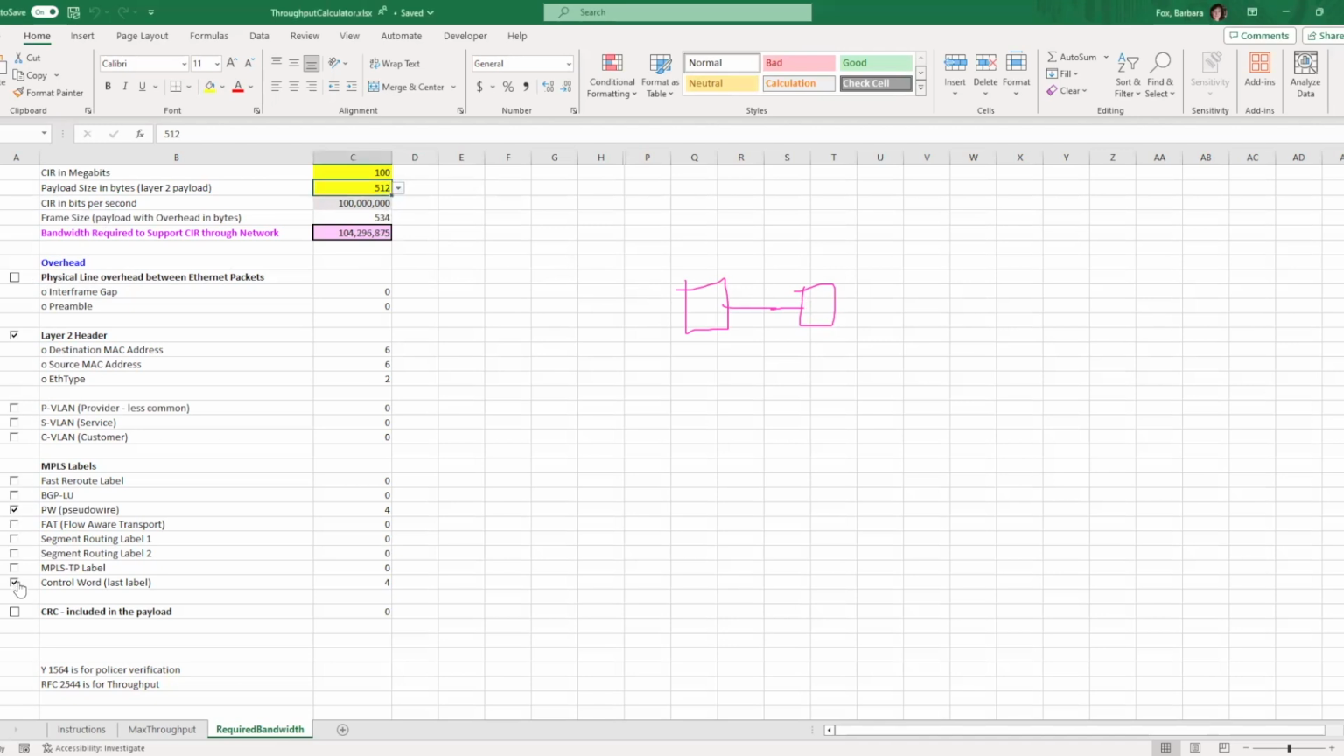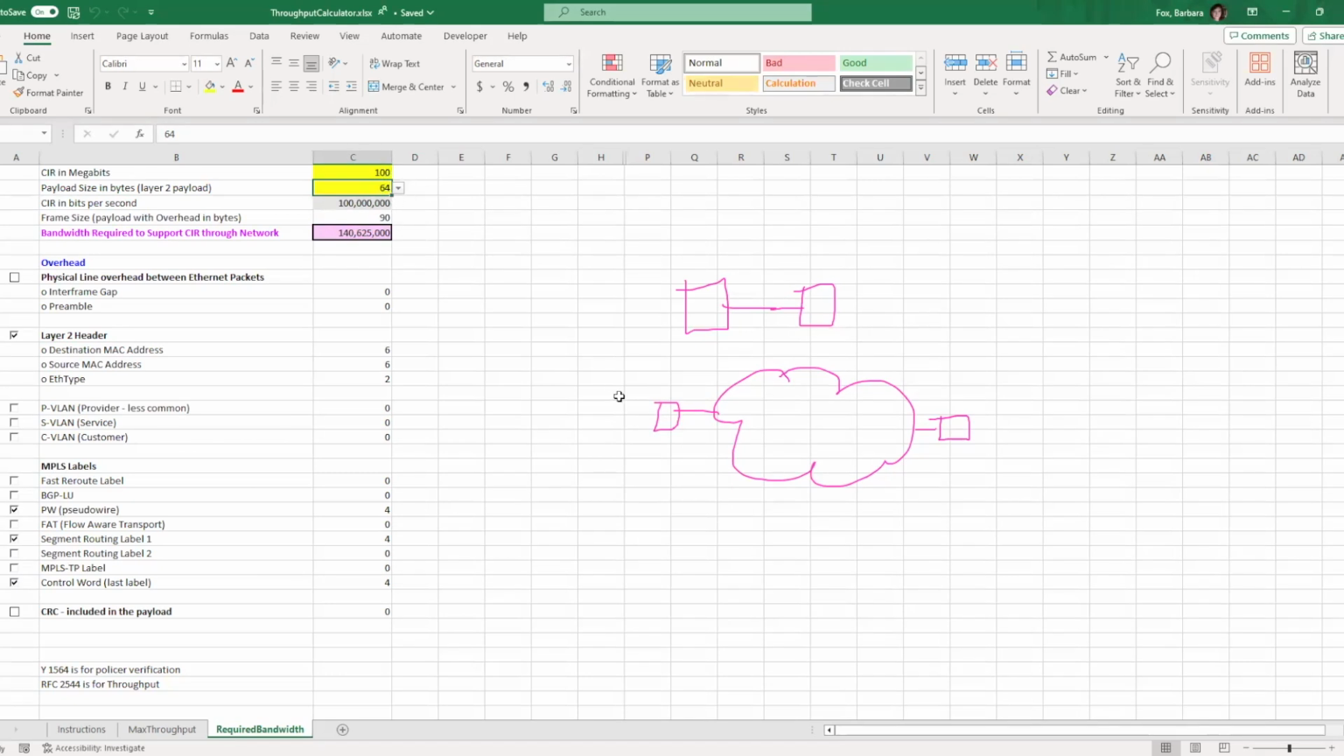So let's say we just have no overhead at all. At a 512 byte packet, we're still getting 100 meg through. At a 64 byte packet, we're still getting 100 meg through because there's no overhead. But again, let's say that we have an MPLS network in between. So now, again, let's say that we have a layer two header. We've got our pseudowire header, our segment routing label, and our control word. Now we have 90 bytes of traffic on a 64 byte packet.